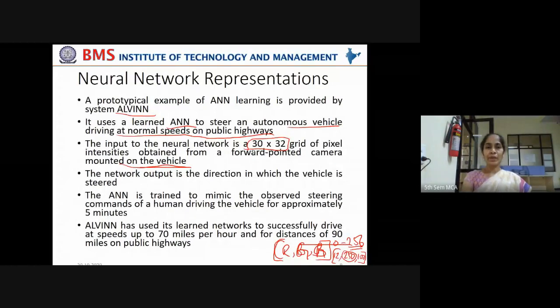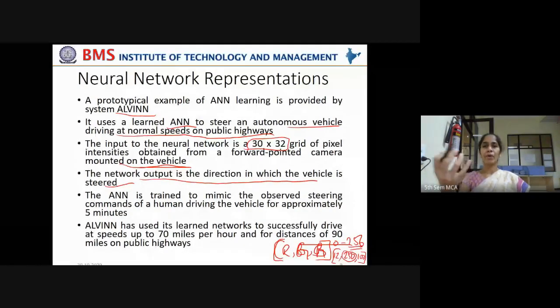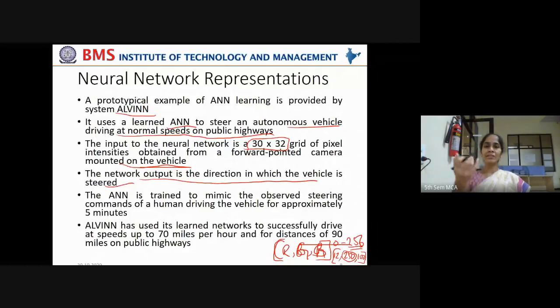Let's proceed slowly. Okay, the network output is the direction in which the vehicle is steered. Correct? That is what I said. It takes the road visuals through the camera, converts it into a grid of pixels, gives it as input to the artificial neural network. It processes the data and guides the vehicle in order to move in a particular direction. That is the output. Now the artificial neural network is trained to mimic the observed steering commands of a human driving the vehicle for approximately 5 minutes. Okay, it is already trained by a human driving the vehicle for 5 minutes.